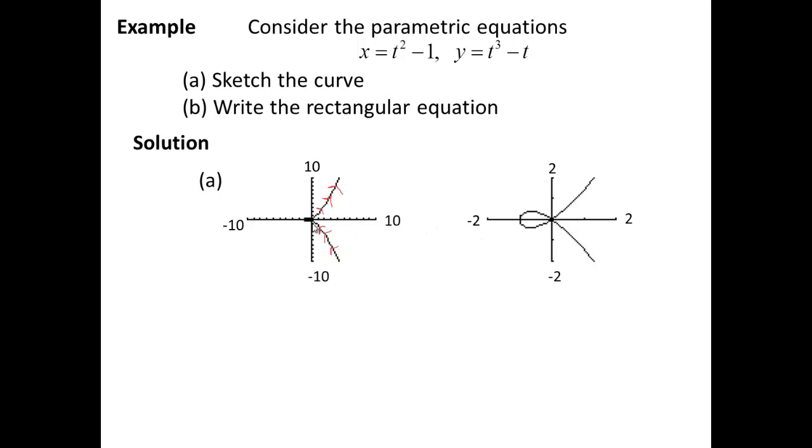Now I can see there's a little loop here. And make sure I get the orientation of the graph: it came in this way, and then it looped around, and then it went out that way. So that's quickly how to sketch a curve. It's very friendly now that we have technology that will do this for us. A lot easier than when I learned how to do this stuff. Making a t, x, y table was not fun.